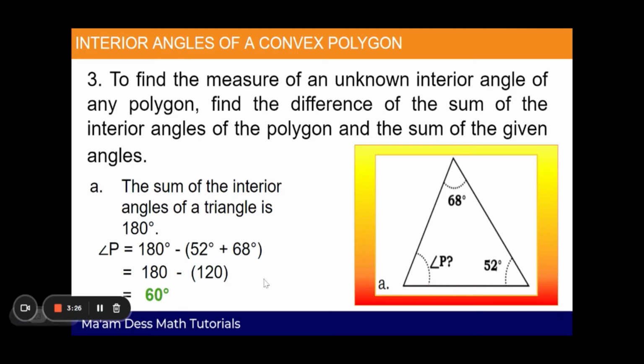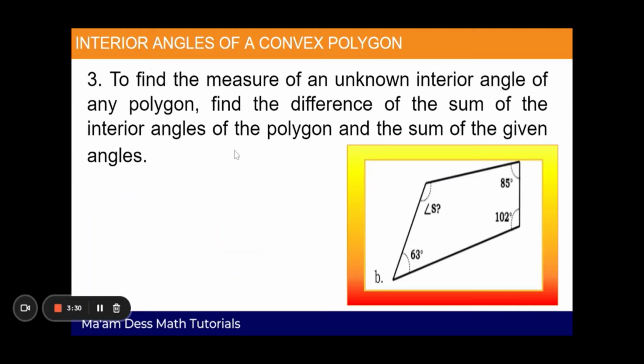So, angle P is equal to 60 degrees. For number 3, to find the measure of an unknown interior angle of any polygon, again, find the difference of the sum of the interior angles of the polygon and the sum of the given angles.